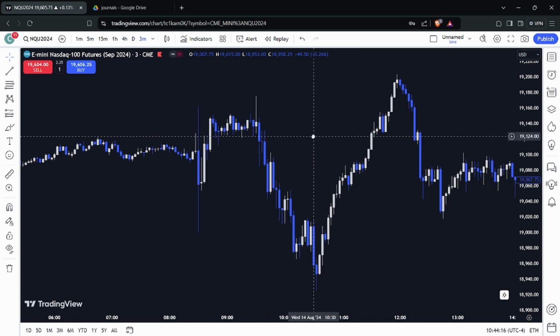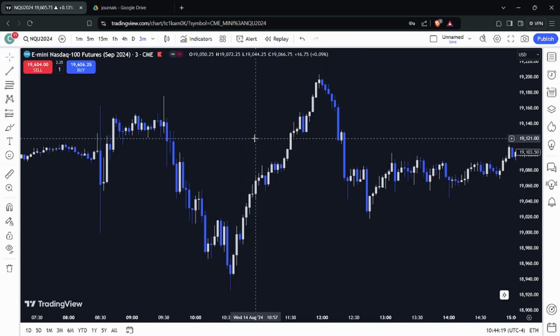Hopefully this helped you. Hopefully this gave you some insight into how the algorithm reacts to institutional order flow.